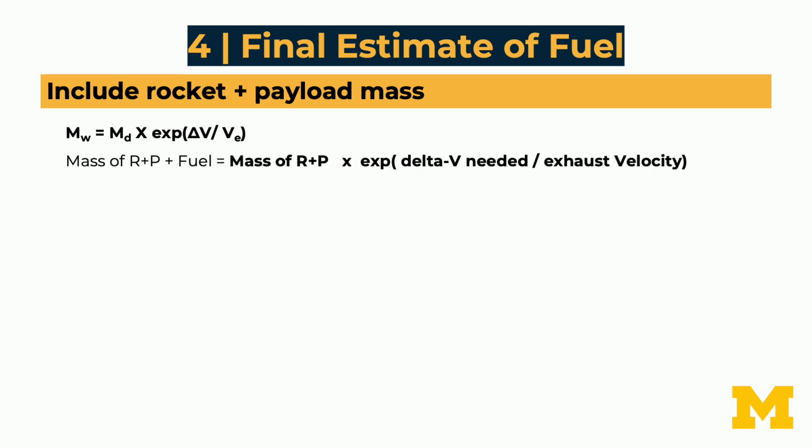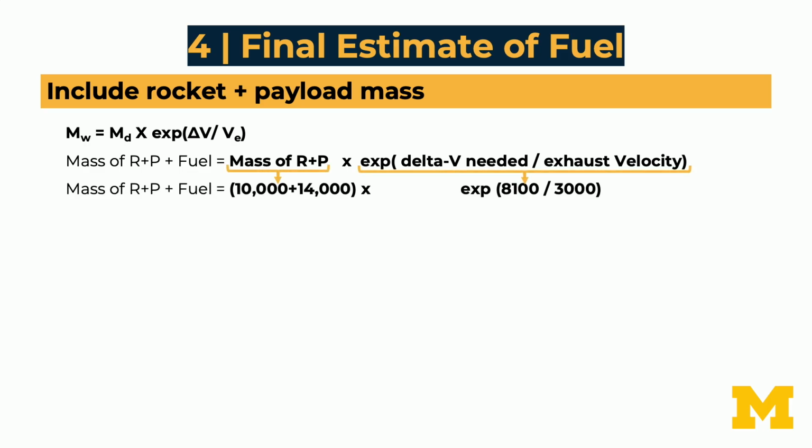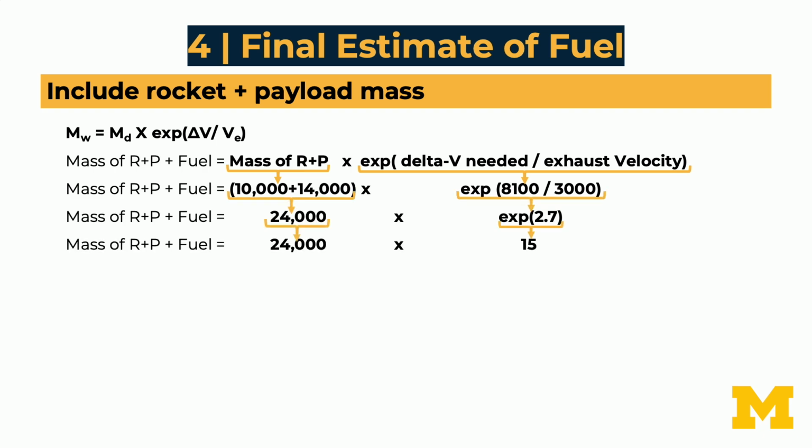So we have rocket mass plus the payload mass as our dry mass. So we use the exact same equation, but instead of using just the payload mass, we're using the rocket mass plus the payload mass. So when we do that, we have the 10,000 plus the 14,000. We still multiply it by the exp of this 8,100 divided by 3,000. Which is the exp of 2.7, which is the same 15. But now we have to multiply that by 24,000 because that's the mass of the rocket plus the payload.